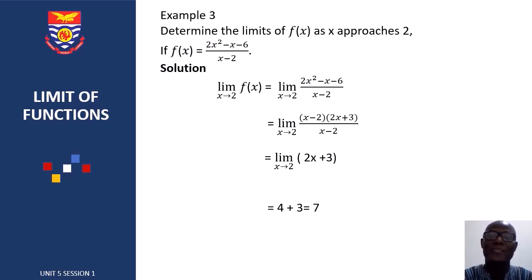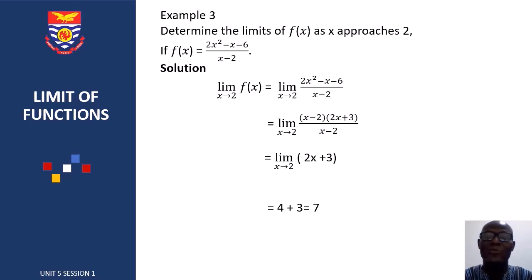So simplifying that, we multiply the coefficient of x squared by the constant negative 6, which gives negative 12. And we find 2 factors of negative 12 which, if we multiply, give negative 12, but if we add, give negative 1. And these factors are negative 4 and positive 3. So when we simplify, this gives the limit as x is approaching 2 of x minus 2 times 2x plus 3 all over x minus 2.